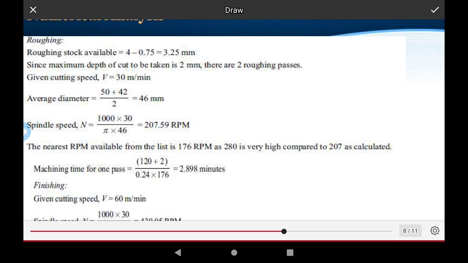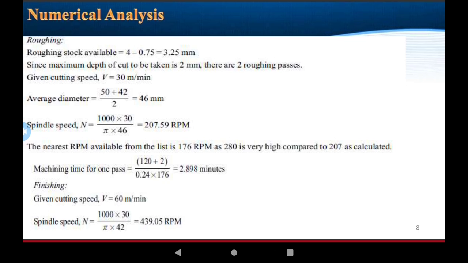Fine. The machining time for one process is 2.898 minutes. Okay. The other is to find the value for finishing, given the cutting speed of 60 meters per minute, and to find the value of speed N. N is also given for the value of V, which is 30 meters per minute, and pi, and D is the given diameter.